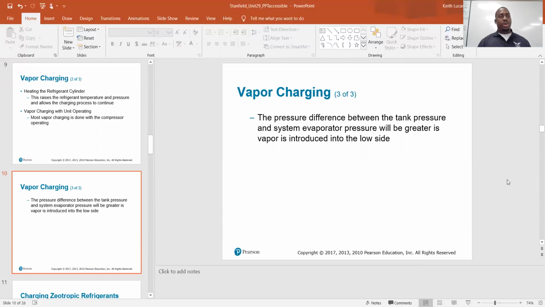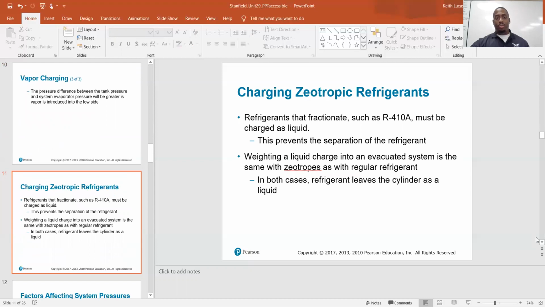One of the questions I get was, can you charge through the high side when the system is running? Well, no, in some cases, but it depends on the unit. The high side pressure is going to be higher than the pressure in the cylinder, so it's not going to go in. If anything, it's going to want to shoot pressure back into the tank. So you want to do it on the low side, and you want to vapor charge on these small appliances. And again, the compressor is going to assist with that because it'll literally be sucking the refrigerant out of the cylinder.